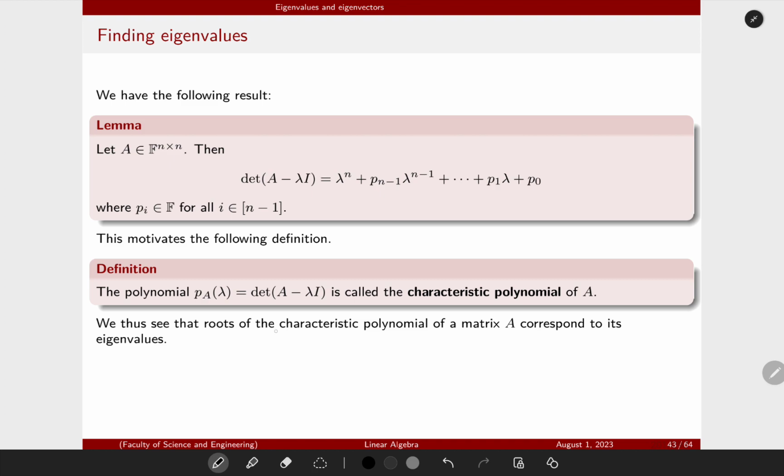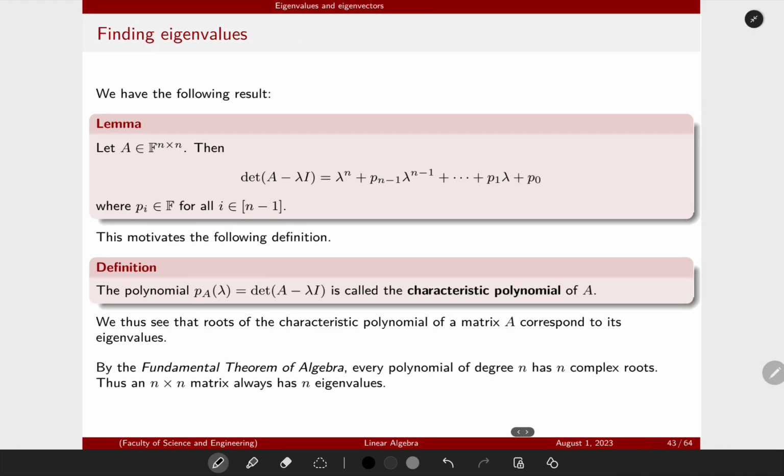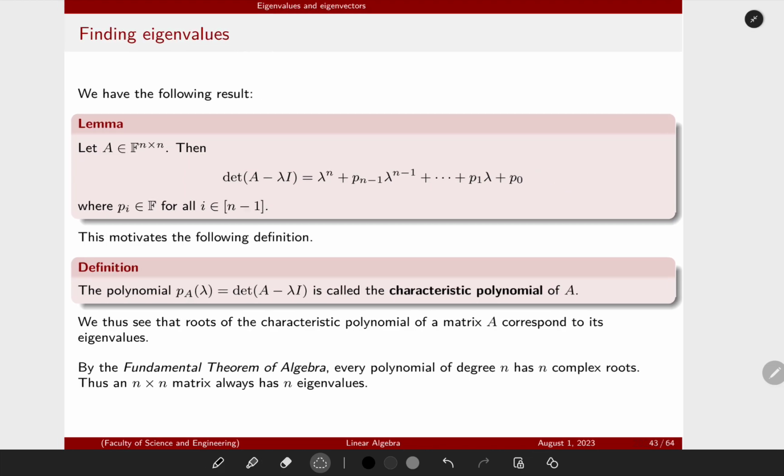So we see that the roots of the characteristic polynomial of a matrix correspond to its eigenvalues. By the fundamental theorem of algebra, which is beyond the scope of this lecture, a polynomial of degree n has n complex roots. So an n by n matrix always has n eigenvalues because its characteristic polynomial has degree n. If you do this, there will be n, not necessarily distinct, values of lambda that satisfy this equation.